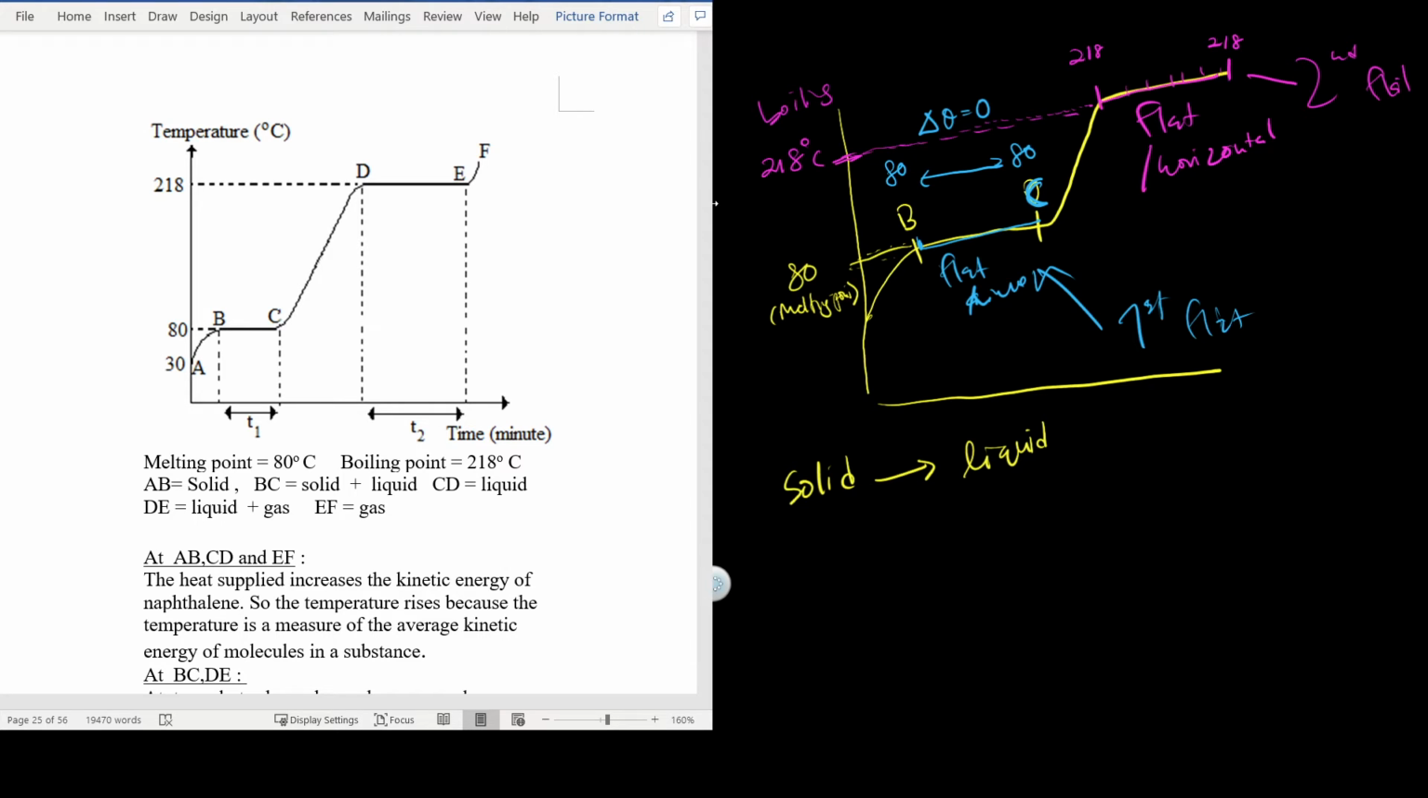What other information can we get from this kind of heating curve? Next, at AB, you can see here from A to B, this region. The phase of the material here is just solid.